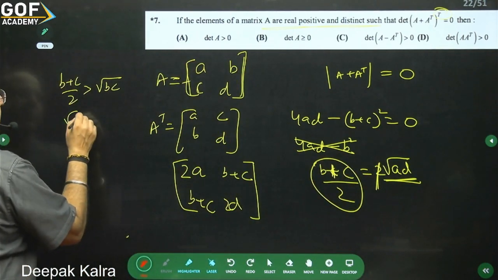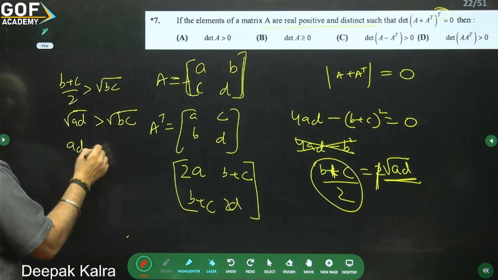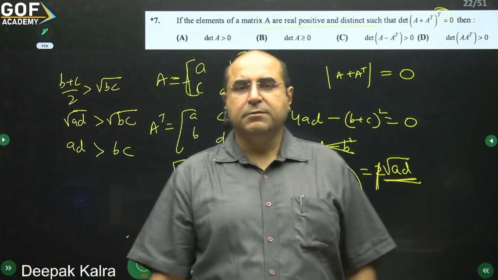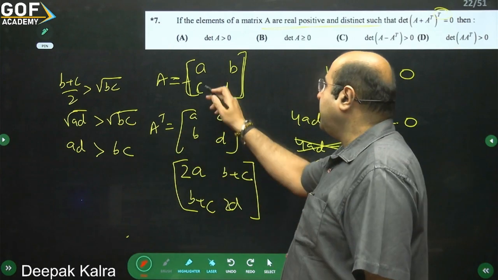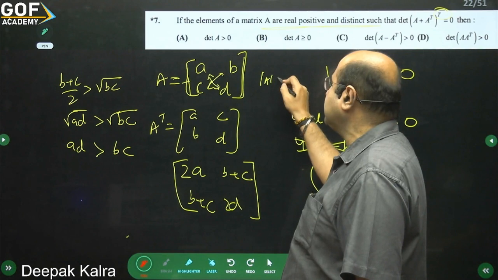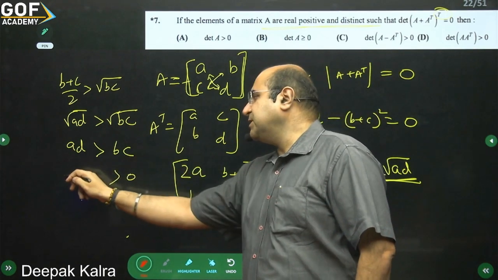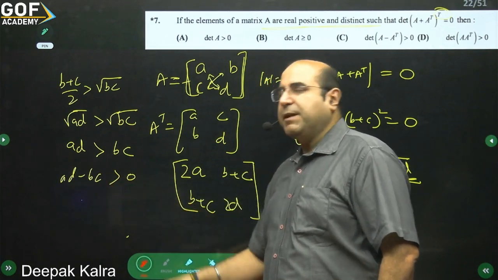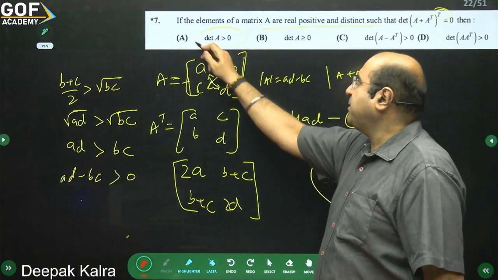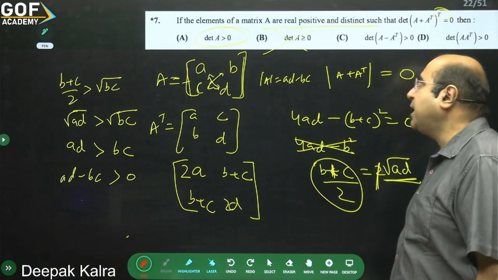So B plus C over 2 is greater than root BC. So from this place, B plus C over 2 is root AD. Root AD is greater than root BC. I remove the roots: AD greater than BC. I got it. Got it? AD greater than BC means whatever is being asked. Determinant A is nothing but AD minus BC. AD minus BC becomes positive. Am I clear? So determinant A is positive. First answer is correct. Second answer is wrong. Equal to can't be done.